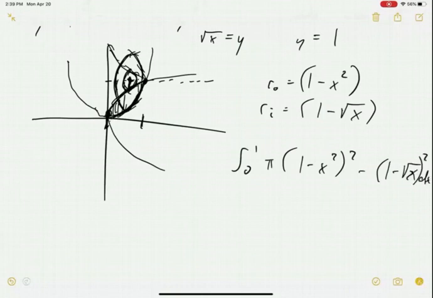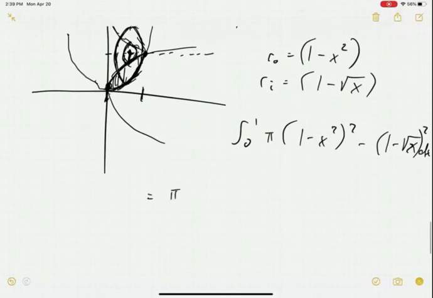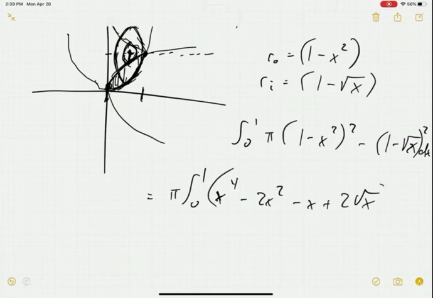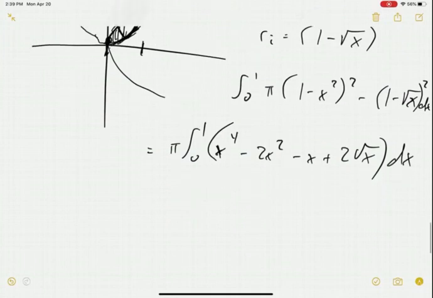So this should be my integral. Solving that, distributing everything, once I square everything and simplify, I should get this integral, which should simplify as 11 pi over 30.